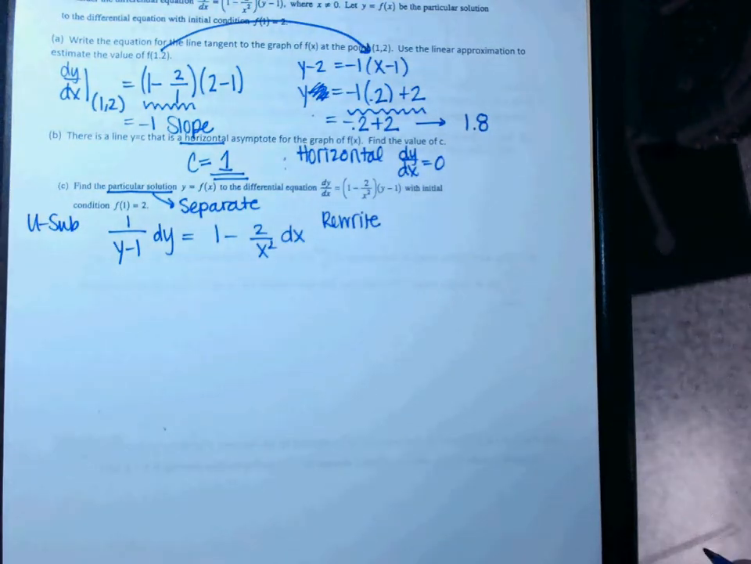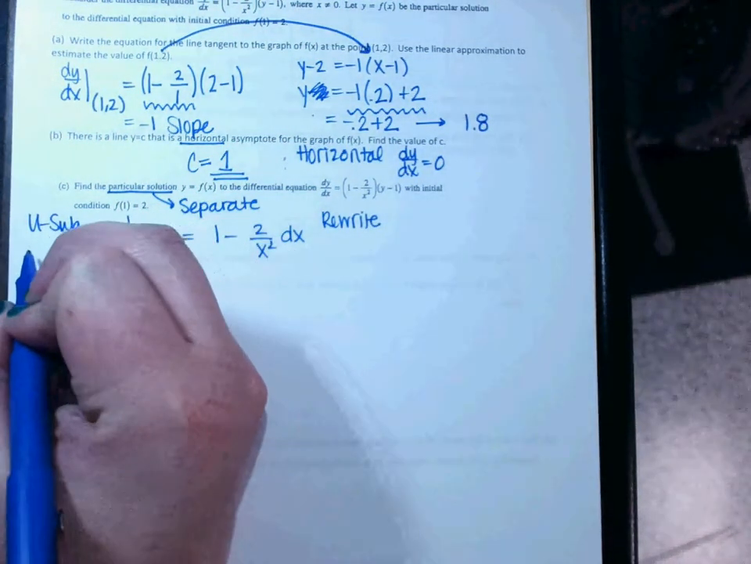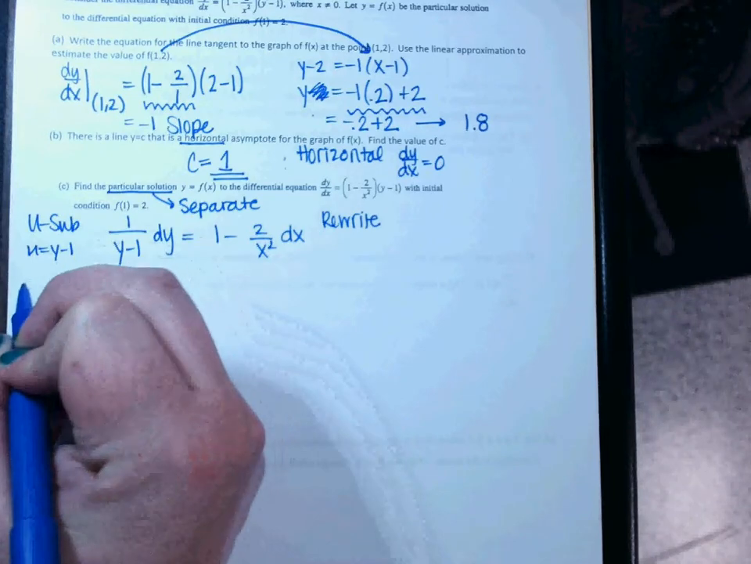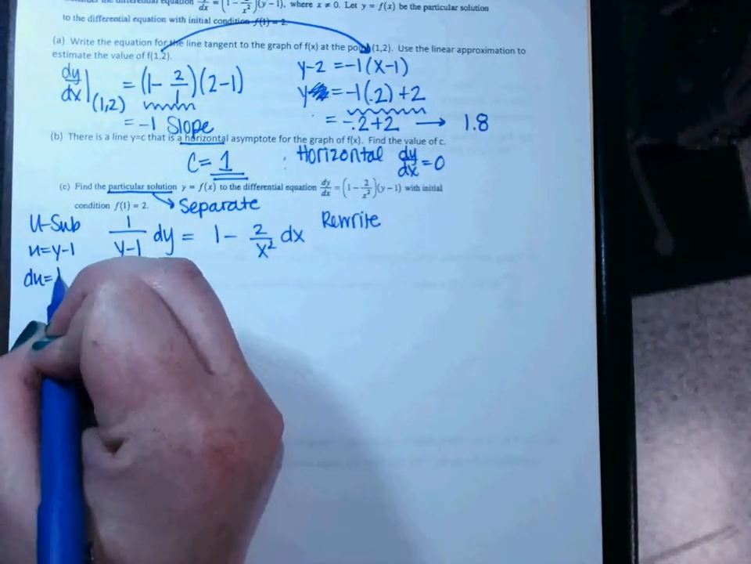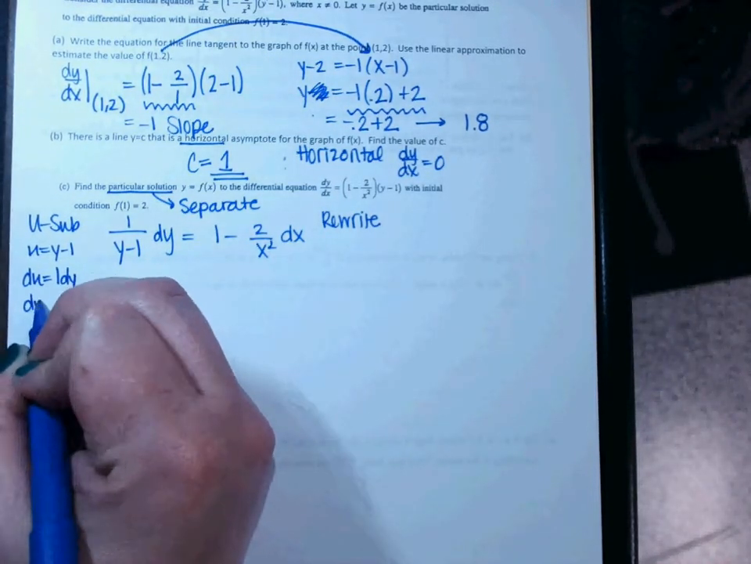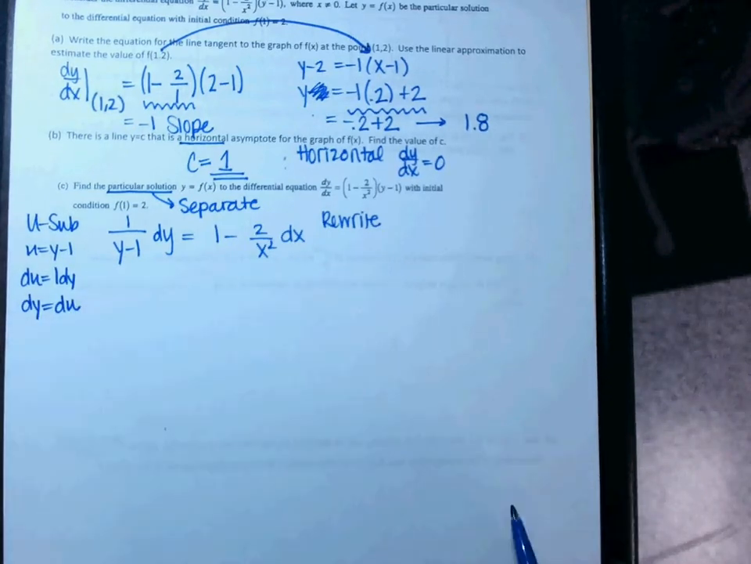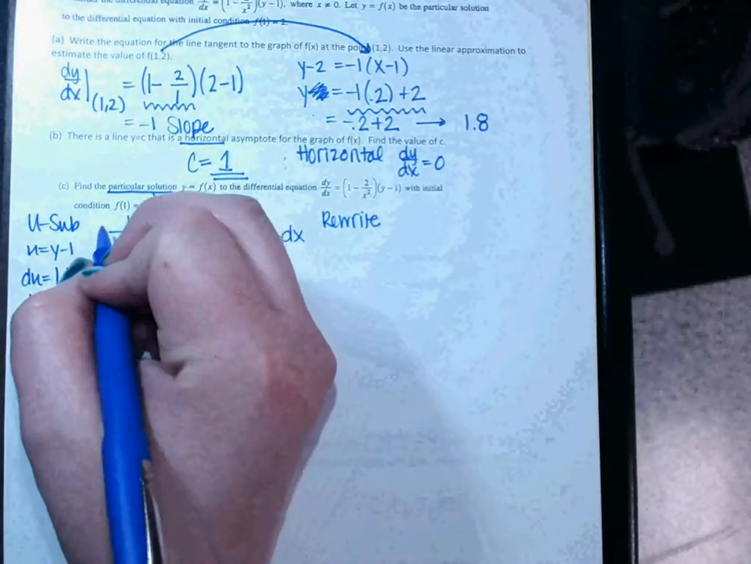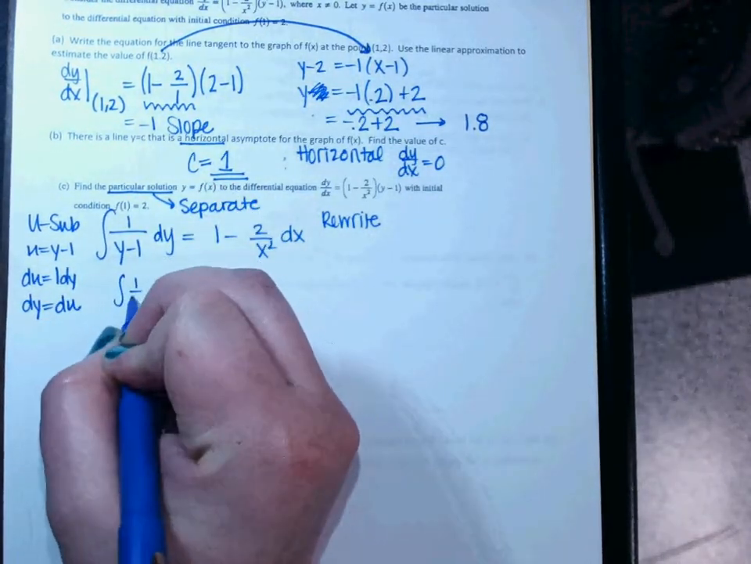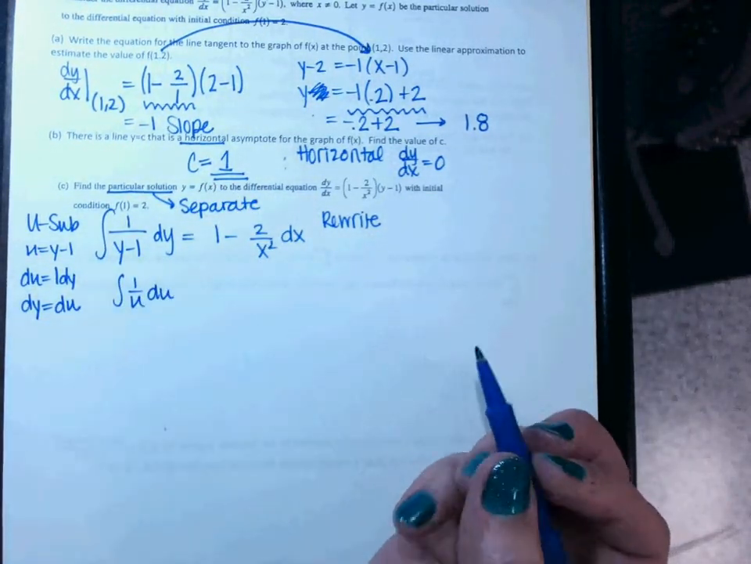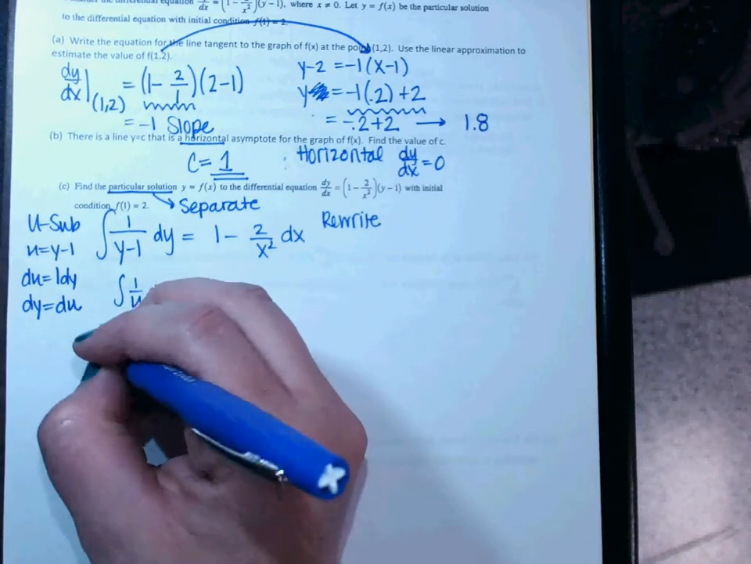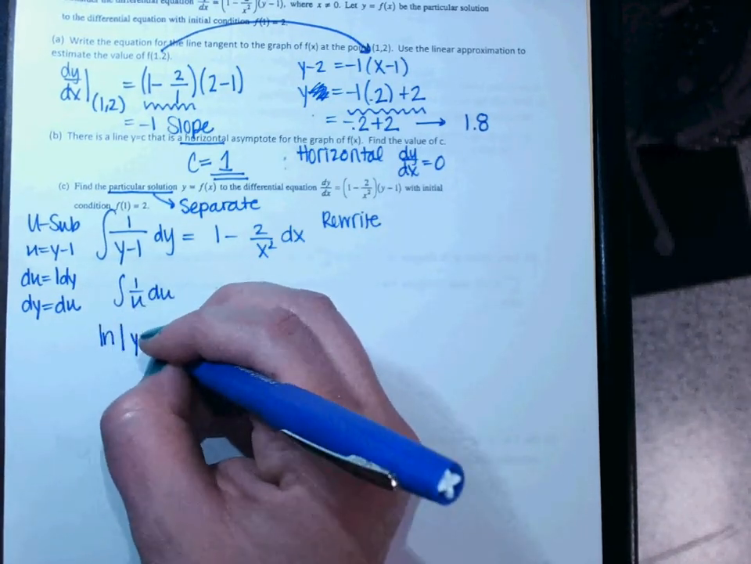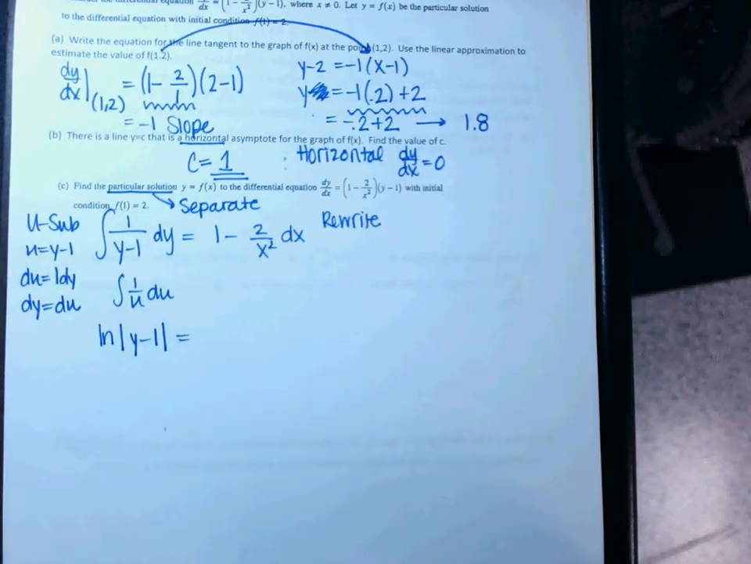Okay, let's do the u sub side first. So u is y minus 1. du is what then? 1 dy, which means that dy and du are the same. That means that you're not going to have any weird extra numbers in the front. So integral of 1 over u is what? ln u, or ln of y minus 1. I'm going to put my y minus 1 back in. Remember, you should also have absolute value bars at that point.